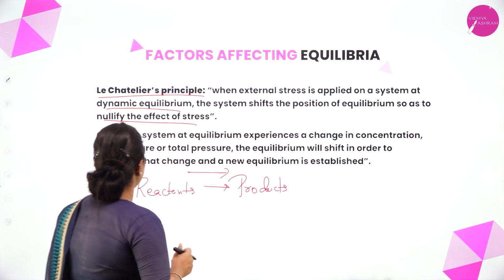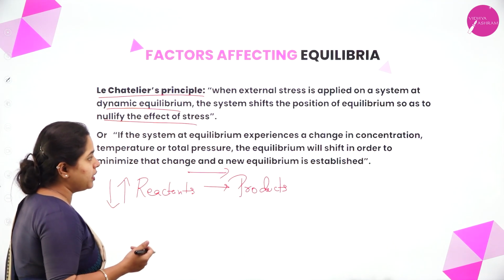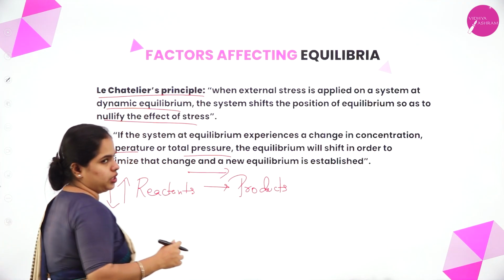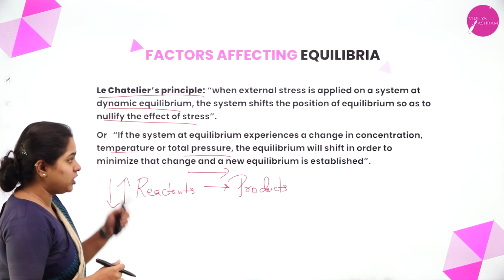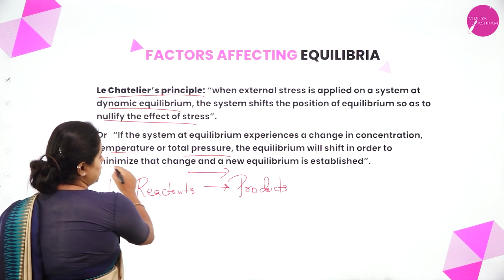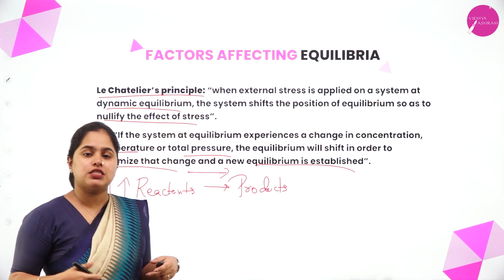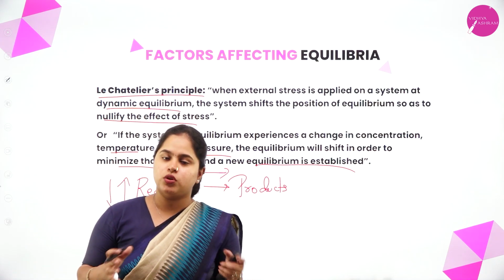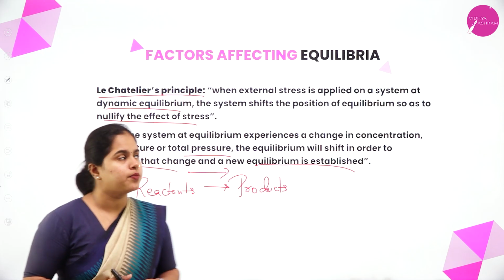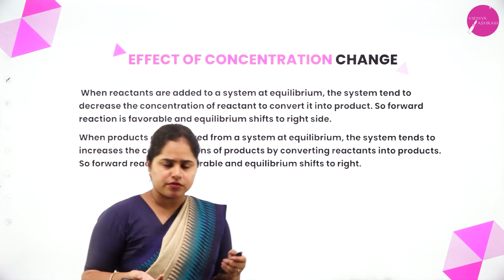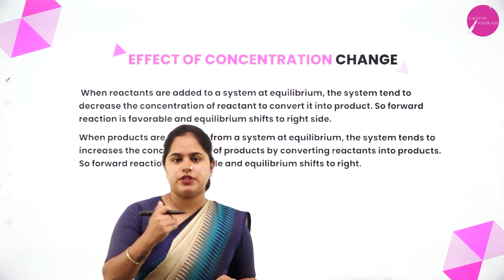Okay, so let's see. If the system at equilibrium experiences a change in concentration, temperature or total pressure, the equilibrium will shift in order to minimize that change and a new equilibrium will be established. So the system itself will shift in a way so as to nullify this effect, right? First let us discuss the effect of concentration. If we are changing the concentration, what happens to the equilibrium?